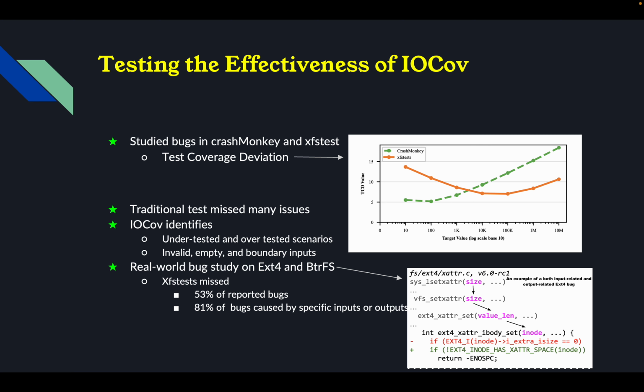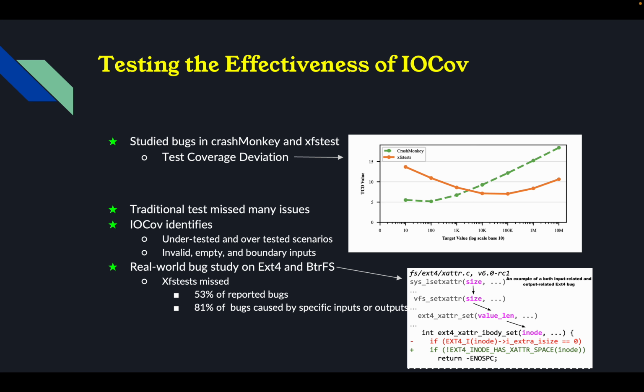The authors conducted a real-world bug study on both CrashMonkey and XFS tests. The study revealed significant gaps in testing. To resolve the issue, the team created the IOCov framework to test and validate the input and output of programs. These tests fill the gaps left by traditional testing methods by addressing and testing for under-tested scenarios, over-tested scenarios, edge cases, invalid inputs, empty inputs, and boundary conditions. The structured testing method can target potential issues more effectively than traditional testing methods.